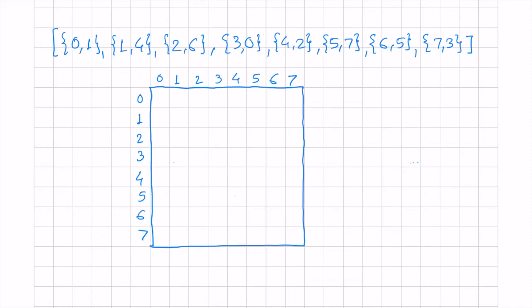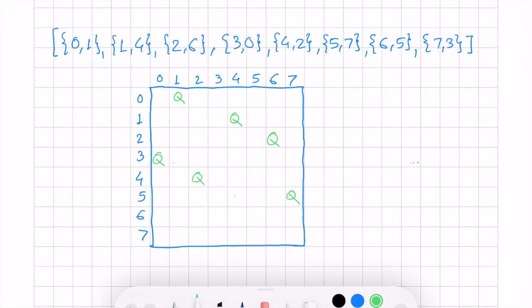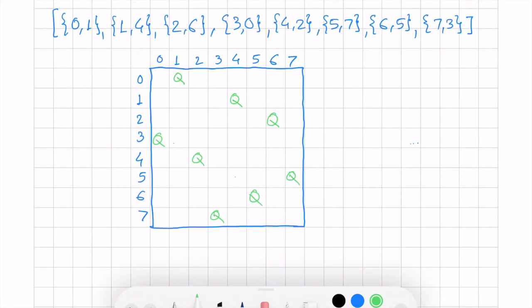So the first coordinate is 0, 1: 0th row and first column. Let's put a queen there. Second coordinates are 1, 4. Let's put a queen there. 2, 6, 3, 0, 4, 2, 5, 7, 6, 5, 7, 3. Okay, so we have placed all 8 queens, and now let's see if they are attacking each other.